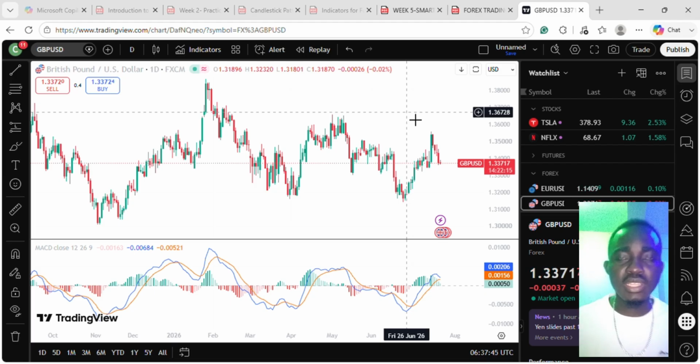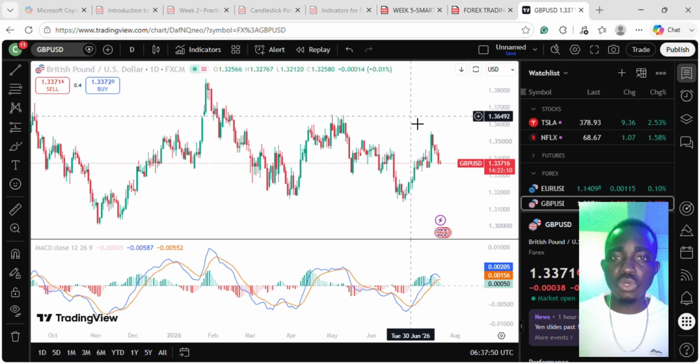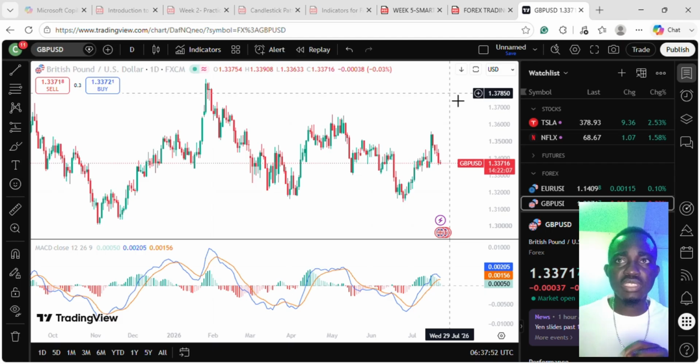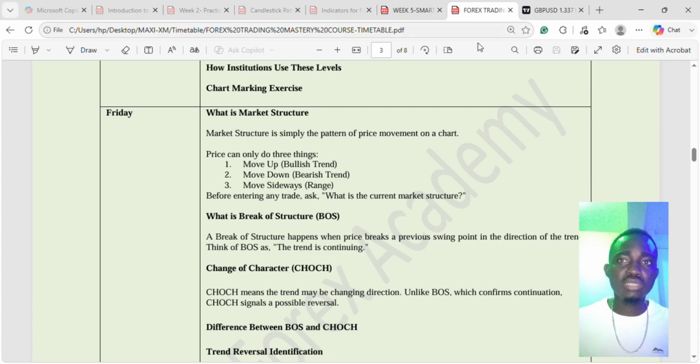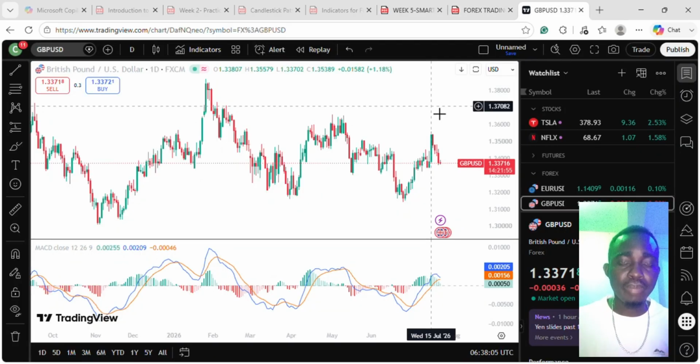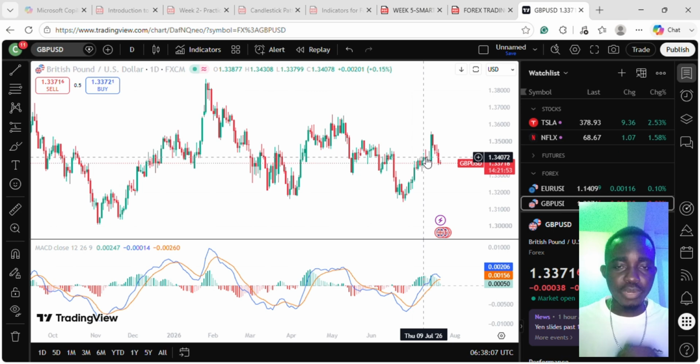And today I want us to talk about something that I've studied for some time about market structure. So let me take you through what market structure is, for those who don't know. Market structure is simply the pattern of price movement on a chart. Now, in the market, there are only three things that happen. Price is either going up, or price is coming down, or price is ranging. In other words, price is consolidating, meaning it doesn't give a clear direction of whether price is going up or going down.